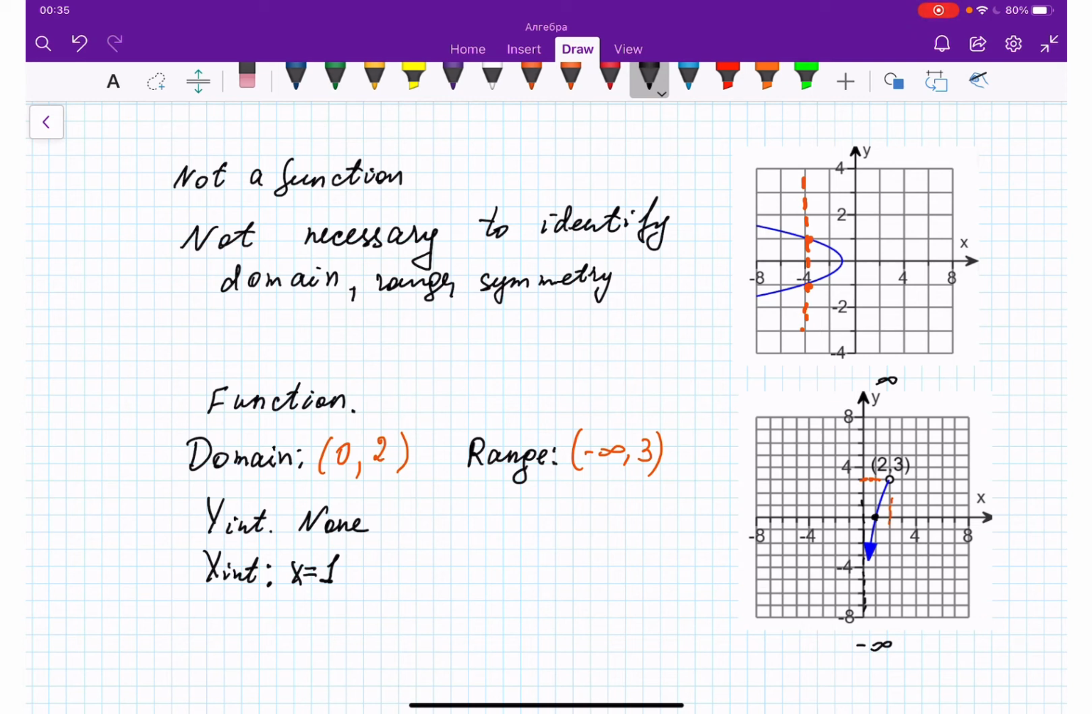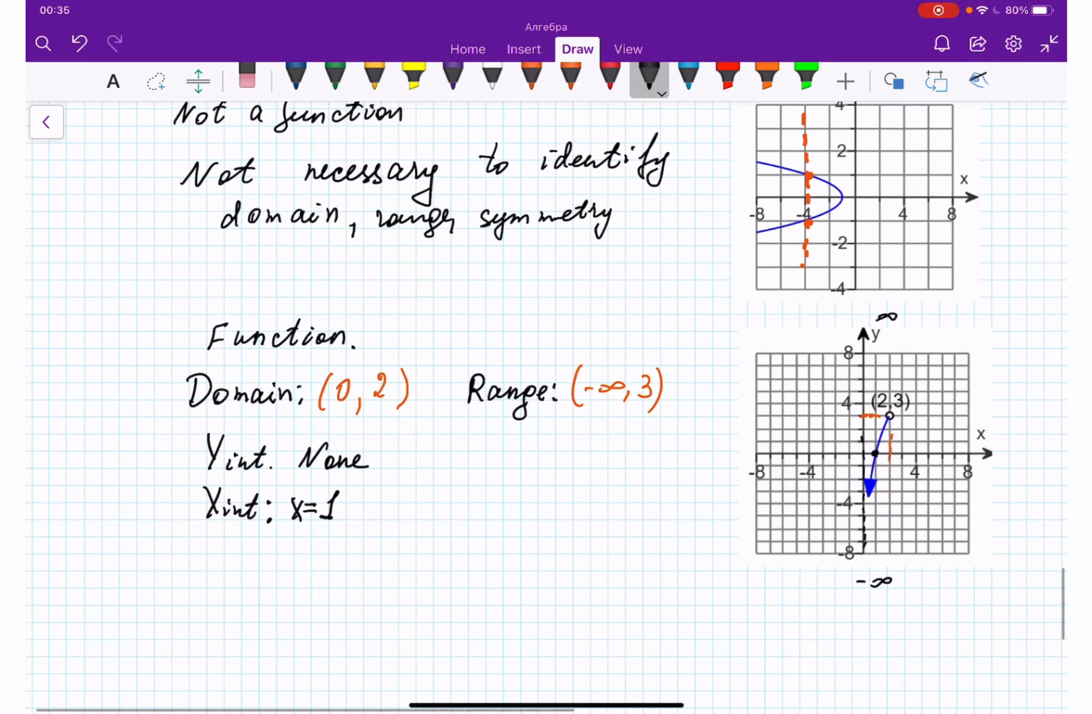And also, is the graph symmetric? Do we see any symmetry? Is it symmetric to x? No. Is it symmetric to y? No. Is it symmetric to the origin? Again, no. So the graph is not symmetric. So we put no symmetry. All right. Moving to the next question.